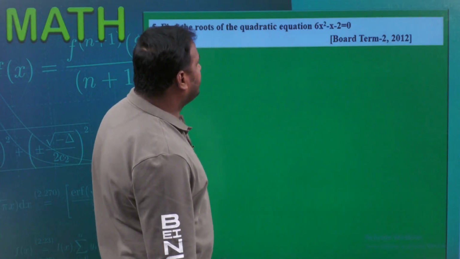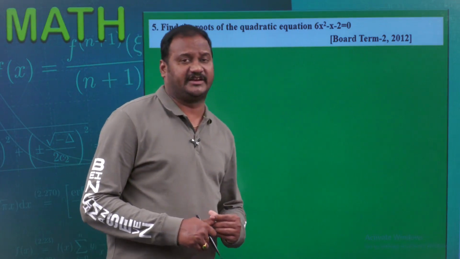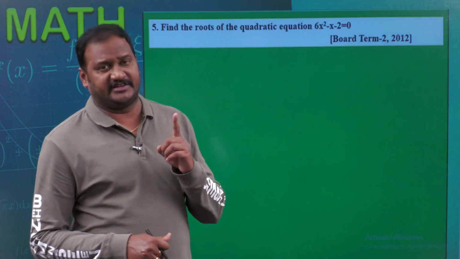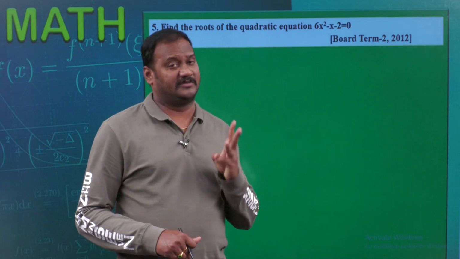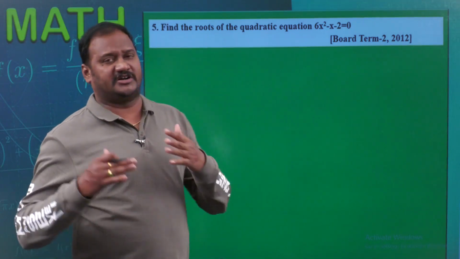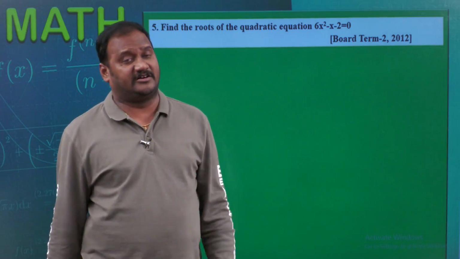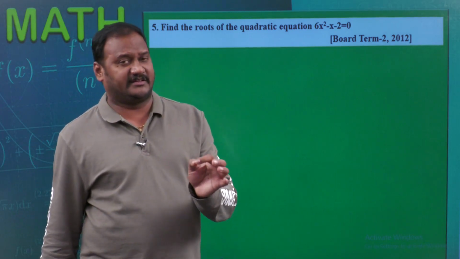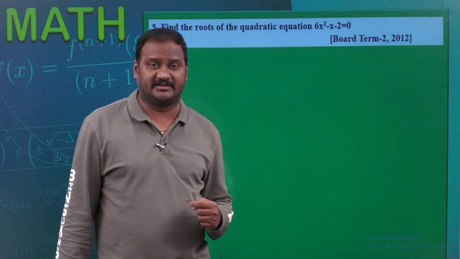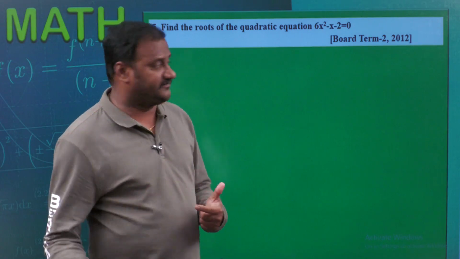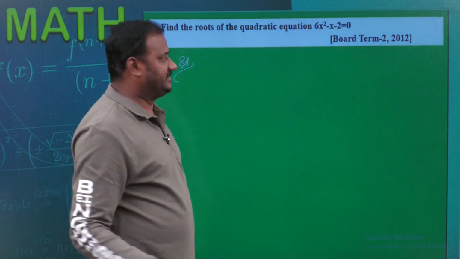Find the roots of the quadratic equation 6x square minus x minus 2 equal to 0. There are various ways to find the roots: by using the completing square method, by using the factorization method, by using the quadratic formula method. But please do not go for the quadratic formula method and completing square method all the time. First think about the quadratic equation, whether it is possible to find the factors by using the splitting the middle term method, that is the factorization method, or not. Suppose it is not applicable, then you can choose any other way.